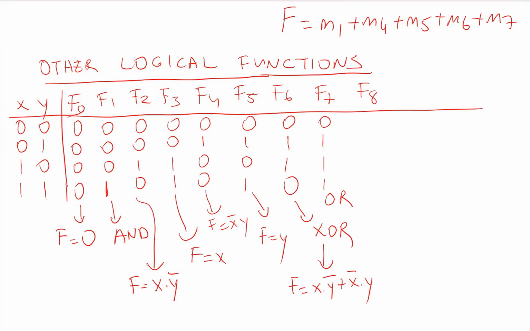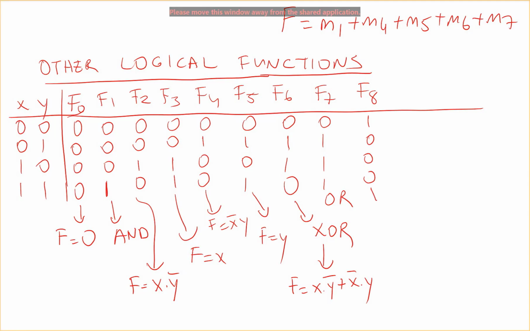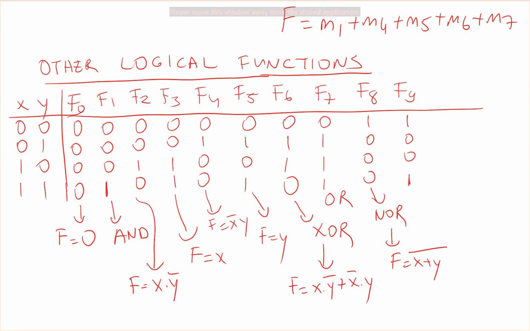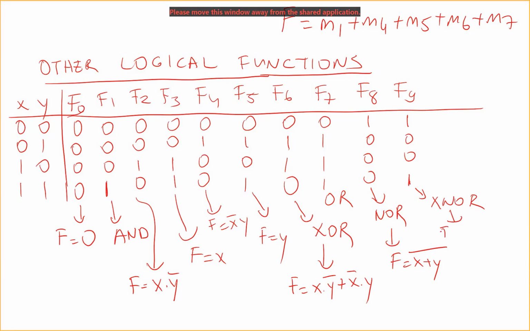f8 is also important. This is 1, 0, 0, 0, and this is the NOR function. So this is f equal to x or y, NOT. And f9 is this: 1, 0, 0, 1. This is also important for us, and this is called the XNOR function. And f is given by x' and y' or x and y.